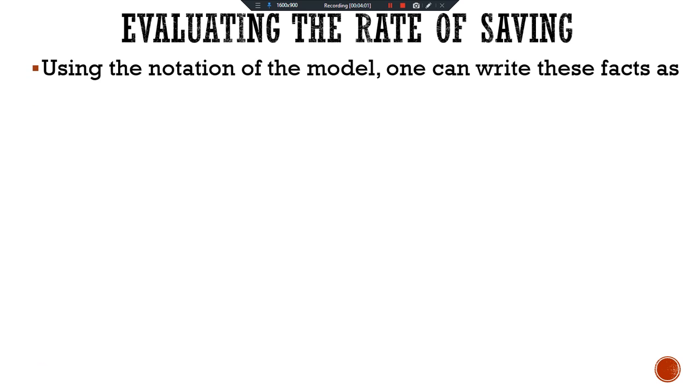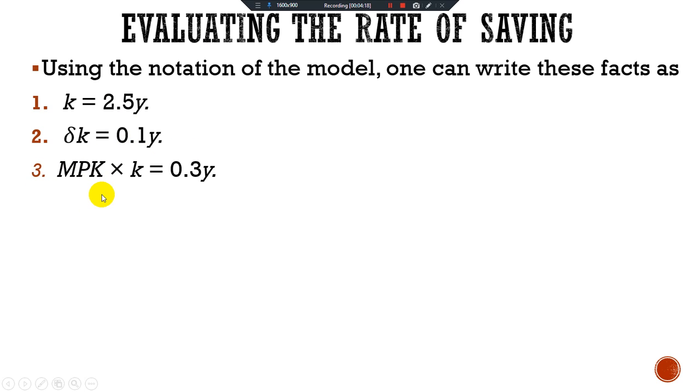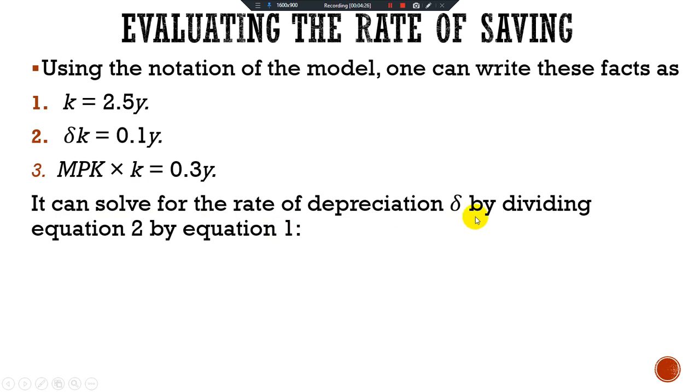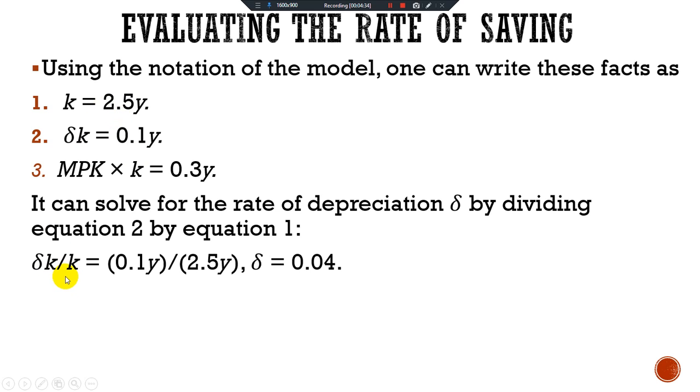And third, capital income is about 30% of GDP. Using the notation of this model, we can write the facts as: K is equal to 2.5Y, delta K is equal to 0.1Y, and MPK times K is equal to 0.3Y. We can solve for the rate of depreciation delta by dividing equation 2 by equation 1. So delta K divided by K is equal to 0.1Y divided by 2.5Y, and we get the depreciation rate 0.04.